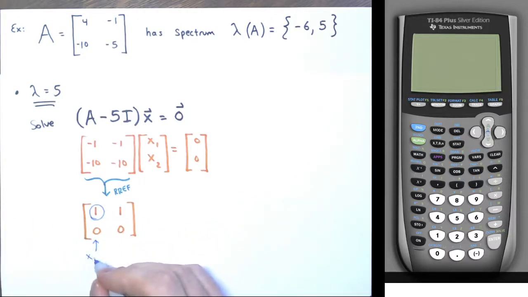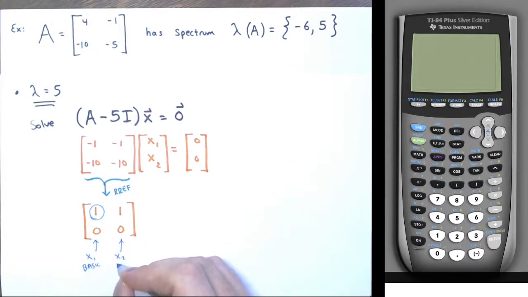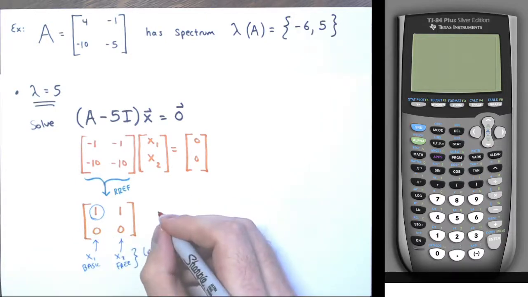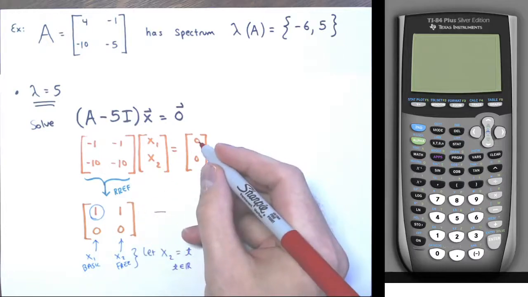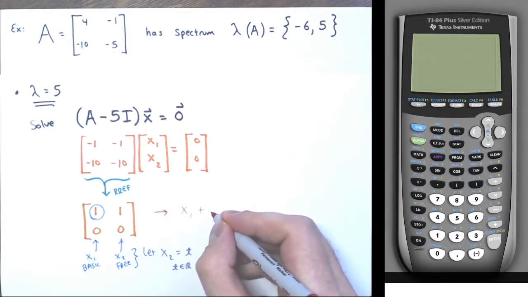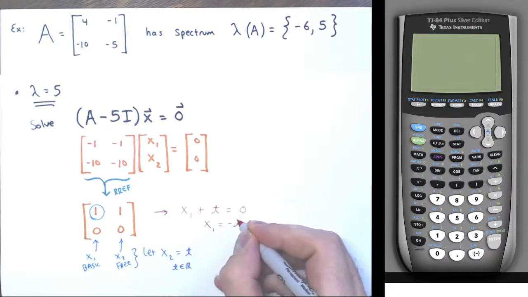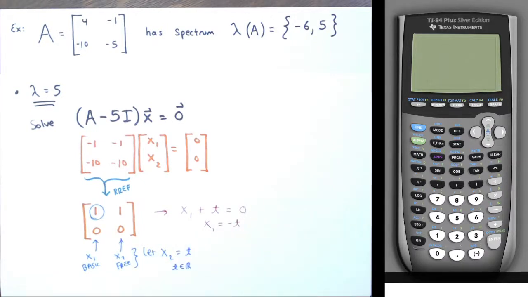So x1 is again basic, x2 is again free, and I'm going to replace x2 with just t this time, since there are no fractions this time, where t is any real number. And then from that first row, again imagining the equals zero over there, we're seeing that x1 plus x2, so plus t, must be equal to 0, meaning that x1 must be the opposite of t.